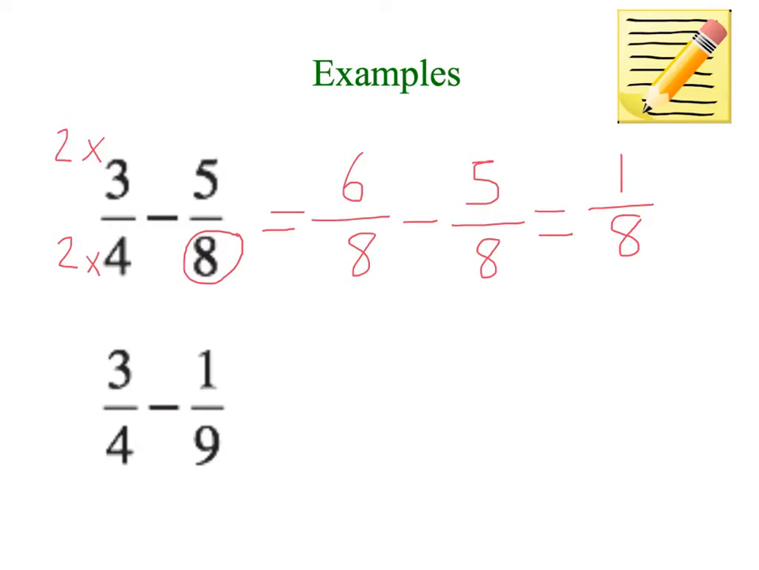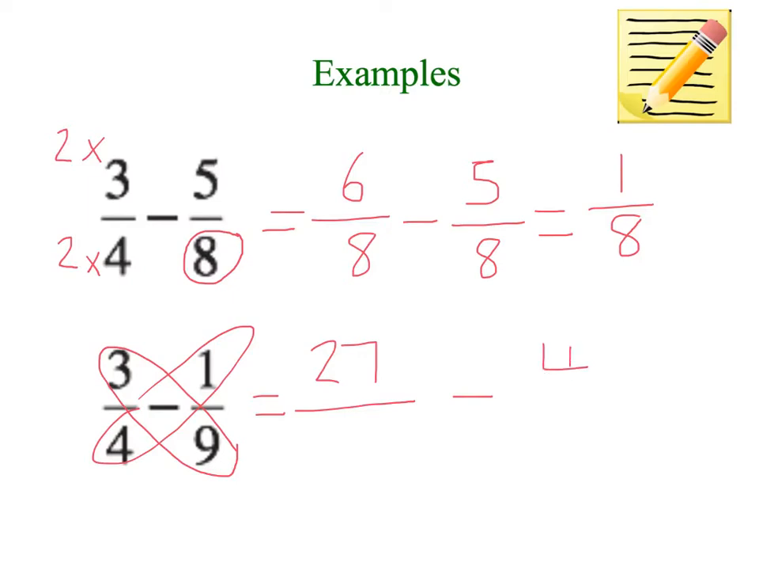Now remember, we have the butterfly method as well. So let's do this next one with the butterfly method. When using the butterfly method, we don't have to worry about common denominators. We can just multiply 3 by 9 to get 27. And then 4 times 1 is 4. Now, what will be the denominator though? We have to multiply the two bottom numbers together.